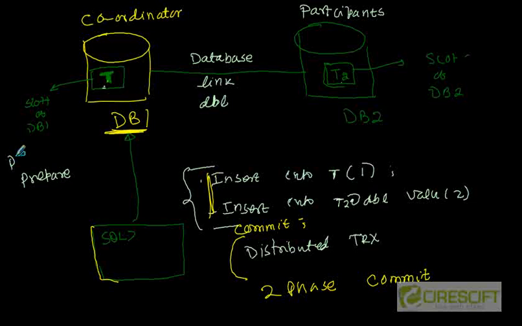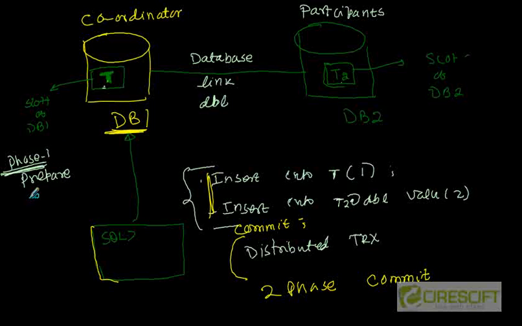Okay, so phase 1 is the preparation phase, where the coordinator starts to ask all the participants if they are ready to commit. If any one of them says no, I cannot commit, then we roll back the complete transaction. So phase 1 is that question being asked, which is called voting. Voting will be done, and then are we ready to commit or not? If one of the participants says it is not ready, then the complete transaction is going to be aborted.